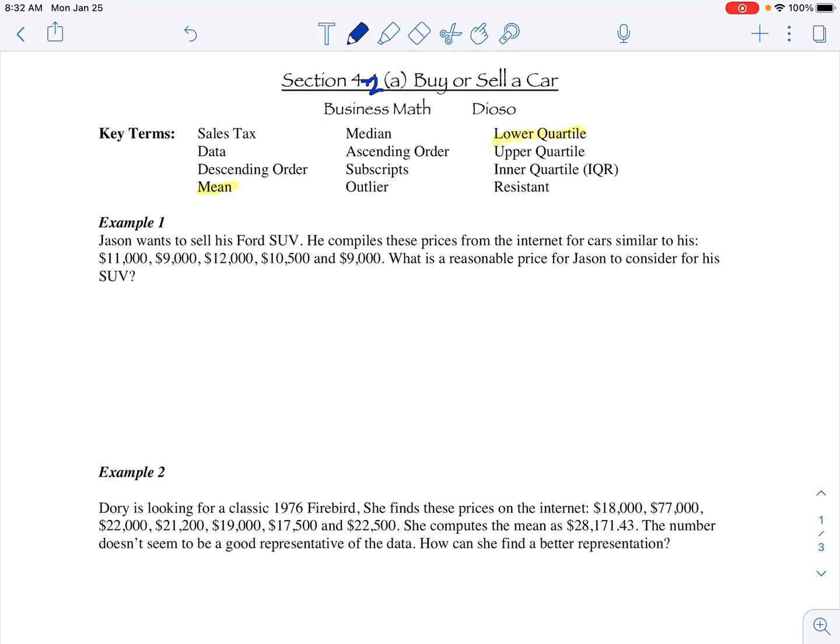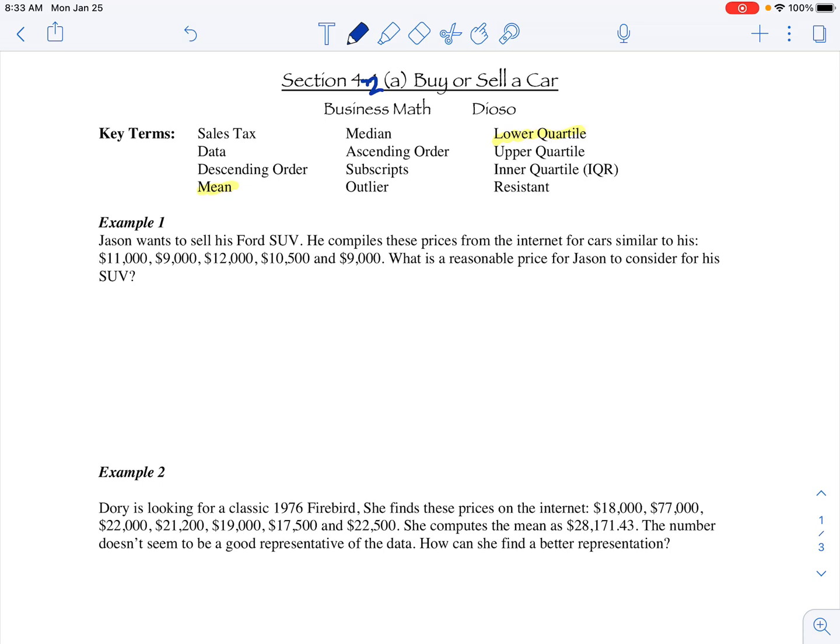Okay. So it says, Jason wants to sell his Ford SUV. He compiles these prices from the internet for cars similar to his. Shh, there's still folks taking it.